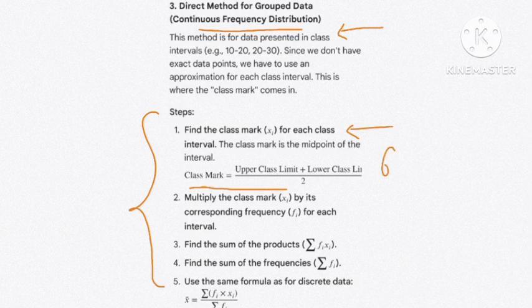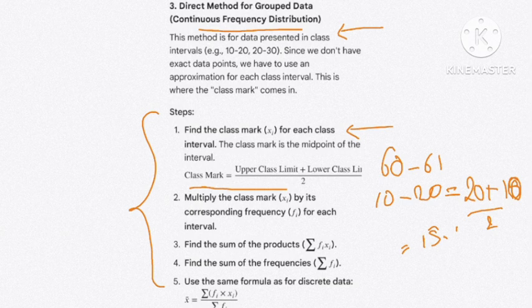Suppose the class is given as 10 to 20, so what will be the class mark? The upper class limit is 20 and the lower class limit is 10, so 20 plus 10 is 30, divided by 2 is 15. This is known as a class mark.